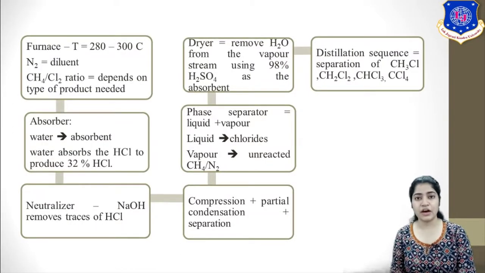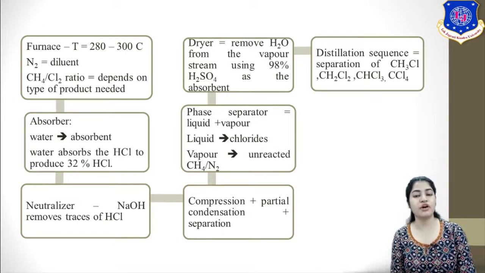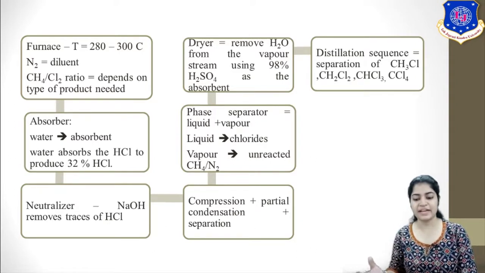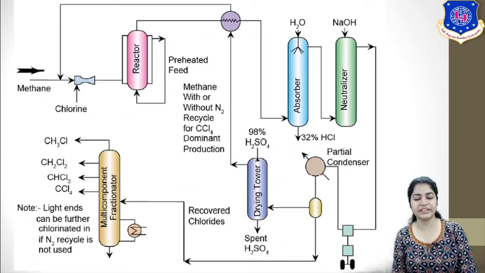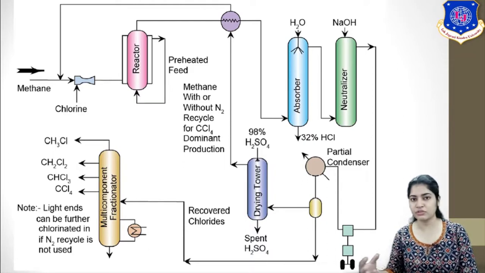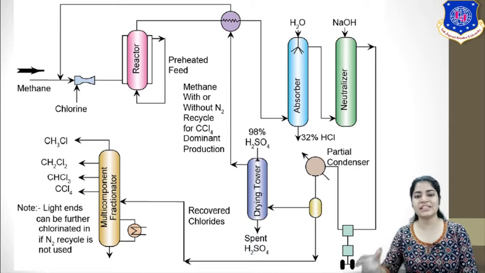Now from here the vapor is sent to the dryer to remove H2O from the vapor stream, using 98% H2SO4 as the absorbent. The vapor stream, that is unreacted methane and nitrogen, is sent to the dryer to remove any traces of water which are present. You can see that in the drying tower you are drying using 98% H2SO4. The remaining methane and nitrogen is recycled back, right? You can see how it is recycled back from the drying tower.